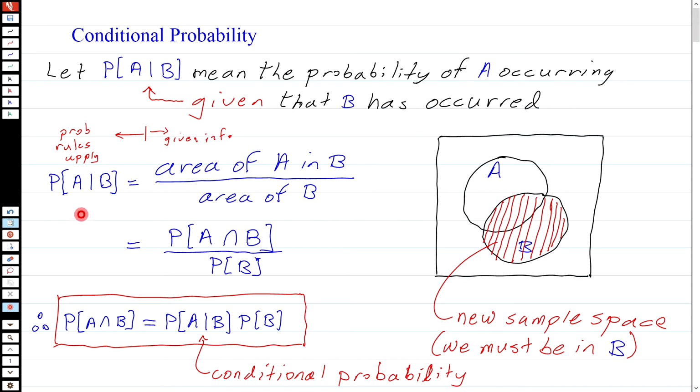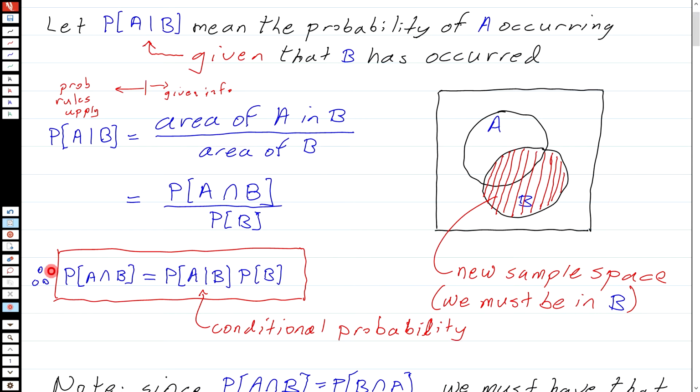So I can rearrange this equation here to develop an expression for probability of A intersection B. And that's shown right here. Probability of A intersection B is probability of A given B times the probability of B. And this first part is a conditional probability, probability of A given B, and typically conditional probabilities are more difficult to determine than our total probabilities of B.